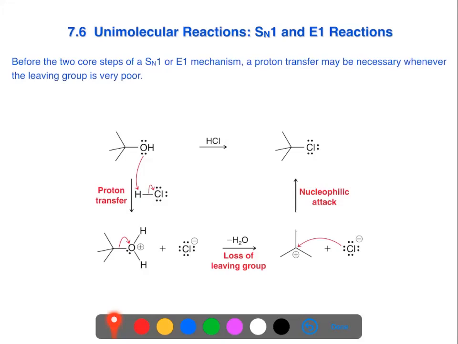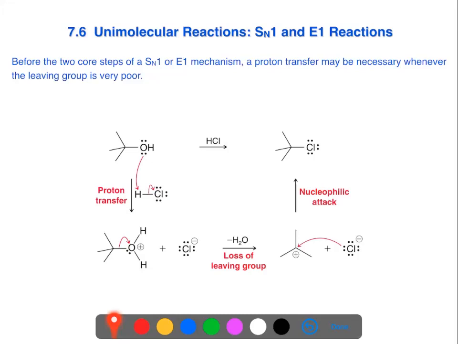And that depends on a couple things. It could depend on the nature of the starting material, the starting substrate. It could also depend on the nature of the nucleophile. Or it may depend on the nature of the carbocation that's initially formed. So there could be additional proton transfer steps. There could be a carbocation rearrangement. And so we're going to look at a few examples where this will occur.